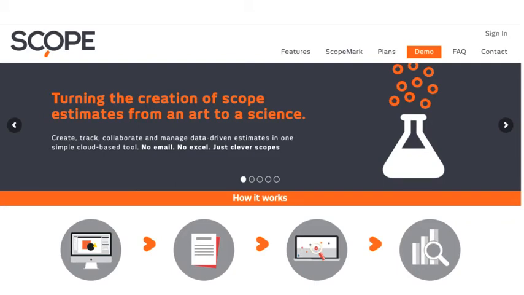Through the research that the Virtu Group have done, they claim that Scope is at least 5% more accurate than your best scoper. So that's a sneak peek of Scope.